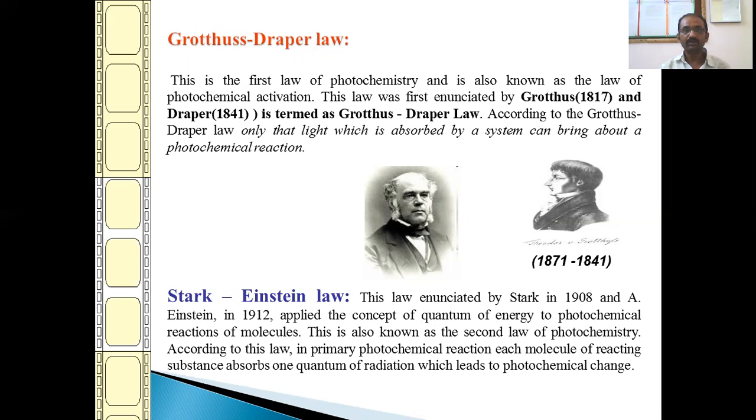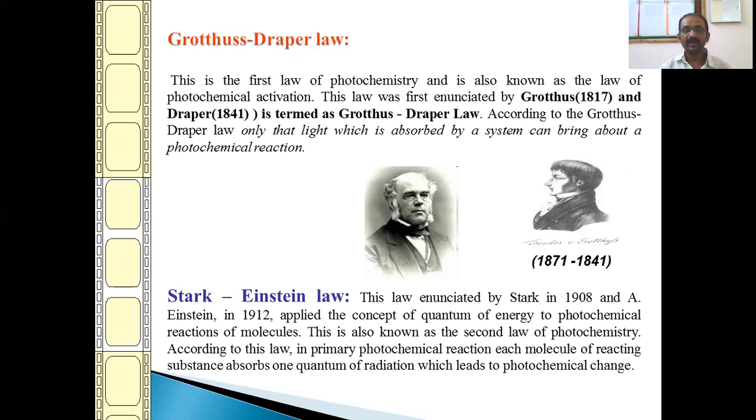According to the Grotthuss-Draper law, only that light which is absorbed by the system can bring about the photochemical change. Both of them said that the radiation that the substance absorbs is the one that brings about the photochemical change in that substance. So this is their statement.